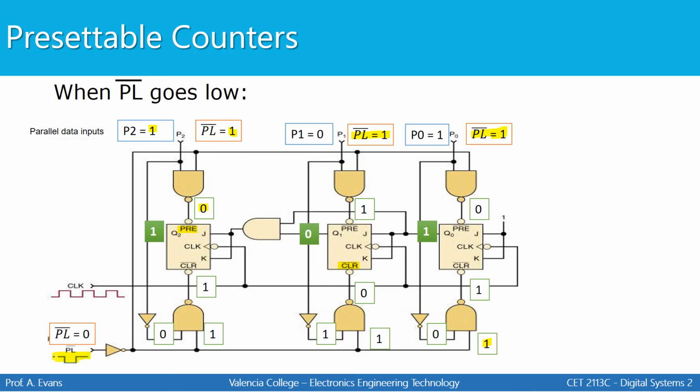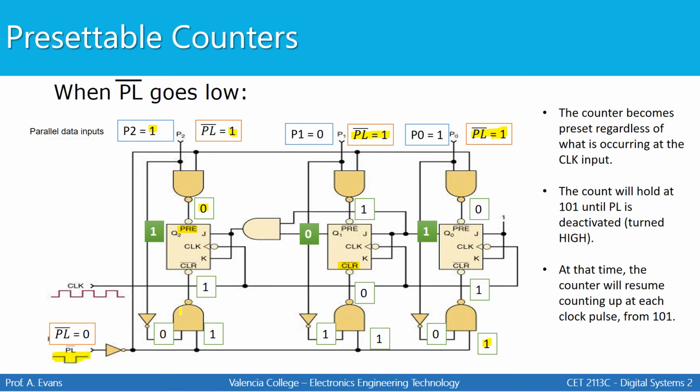Now keep in mind that your counter has now been set, but it won't count until you return pulse load back high. That's why it's shown as a pulse. You don't set it low and leave it there forever. You set it low to load, and then you have to set it back high to allow the counter to count. So the counter will become preset regardless of what is occurring at the clock input as long as PL is low. It's like the clock has no effect. The count will hold at 101 until PL is deactivated, which in this case would mean PL has to go back high. At that time, the counter will resume counting up at each clock pulse, and it'll start from 101.